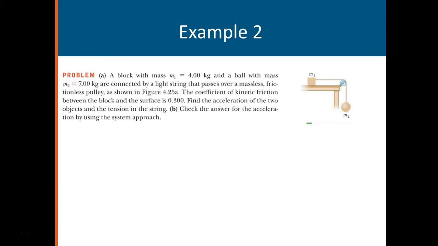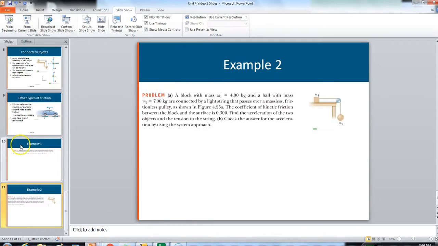And it says the coefficient of kinetic friction, so mu k, between the block and the surface is 0.3. Find the acceleration of the two objects and the tension in the string. And then we're going to check the answer for the acceleration by using, we're actually not going to do that. We're not going to use the system approach. It's pretty useless. So we're just going to do A. So we're going to find acceleration and we're going to find tension. Okay? So let's switch back to the camera.